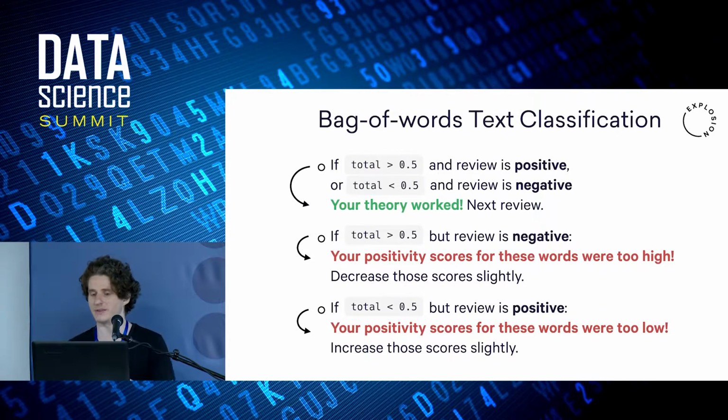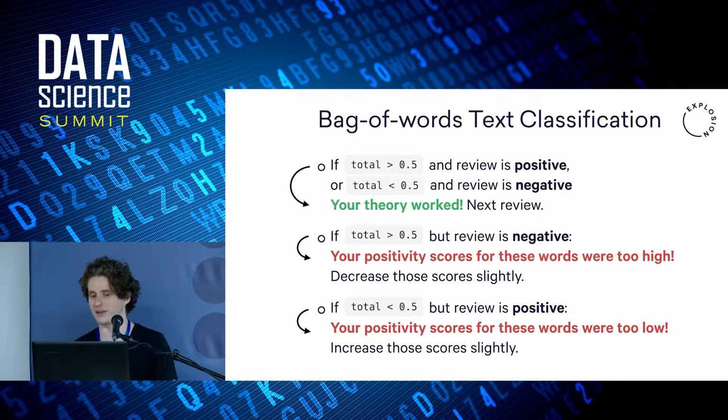And then we can imagine, even as a human, implementing a little perceptron algorithm to actually tune these weights. So if the total is greater than or equal to 0.5 and the review is positive, we can say, okay, the theory worked. Similarly for this.